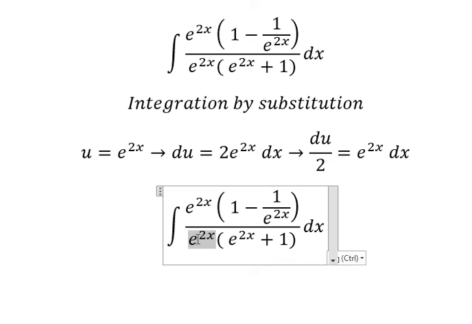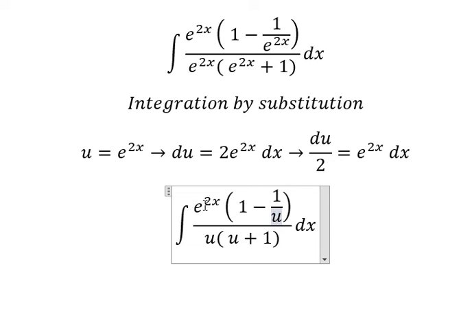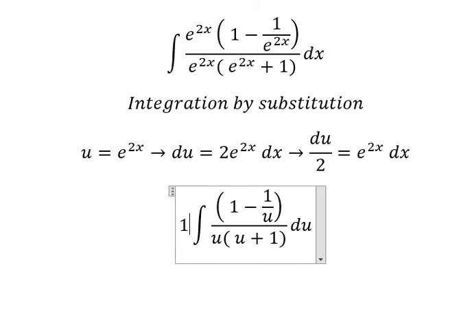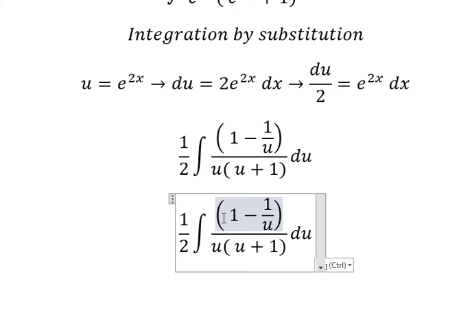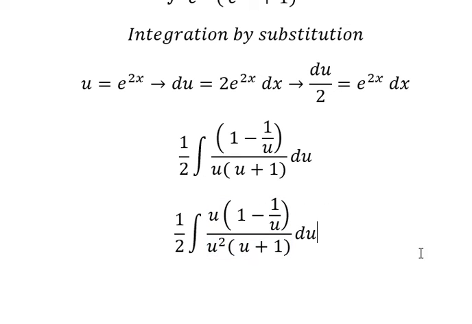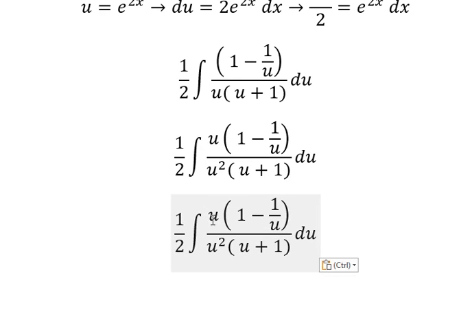This one we change by u. e to the power of 2x dx we change by du over number 2. Next, I will multiply by u on numerator and denominator. So for this one, u multiplied by 1 and 1 over u, that should be like this.